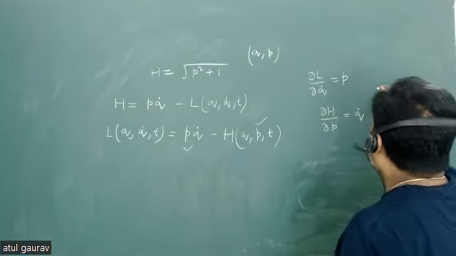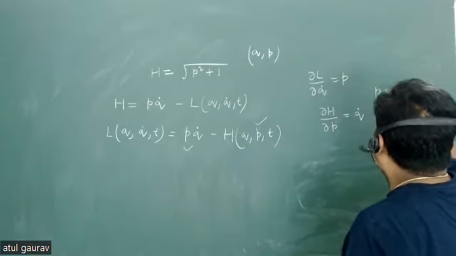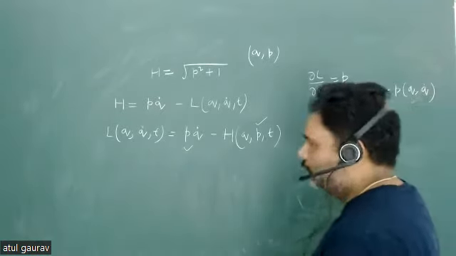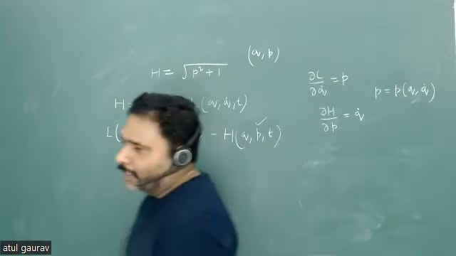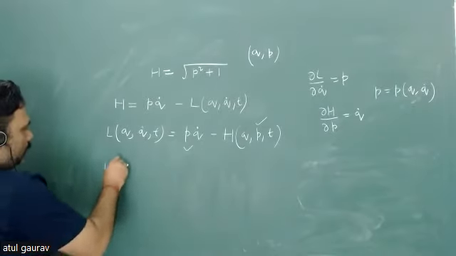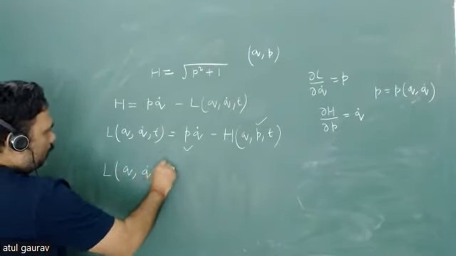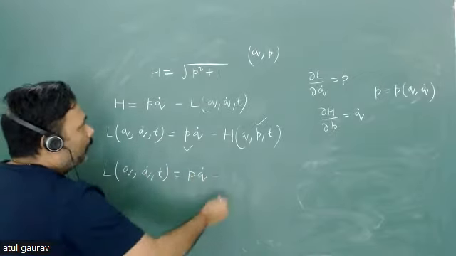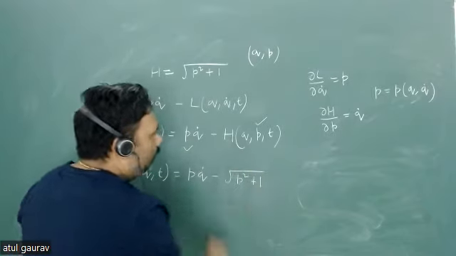And what we have to do? We have to write P as a function of generalized coordinate and generalized velocity. यही idea है ना? So let's try to do it. This is a very nice problem. This is a wonderful problem. So Lagrangian of a system is a function of generalized coordinate, generalized velocity, and time. And this will be PQ dot minus root under P square plus 1.